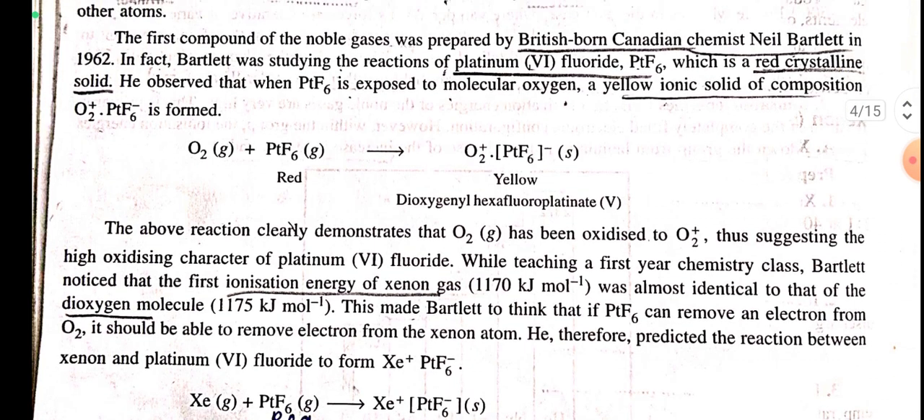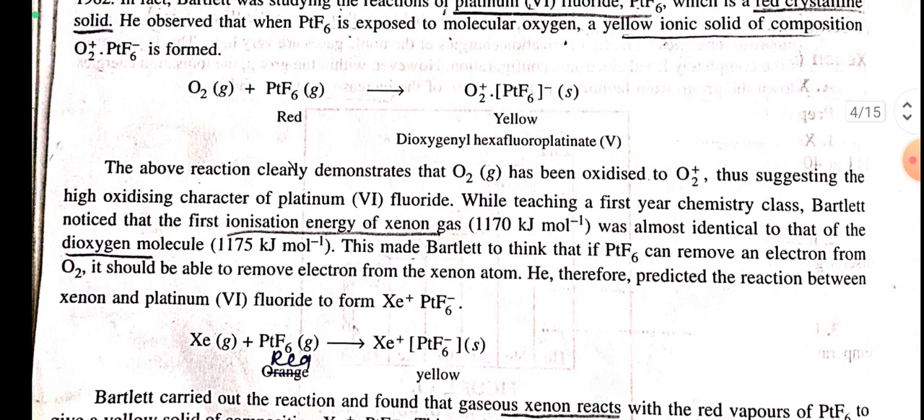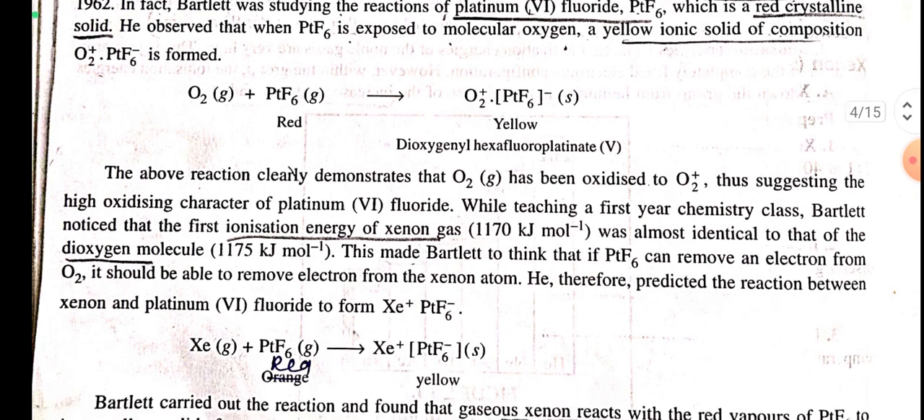The first compound of the noble gases was prepared by British-born Canadian chemist Neil Bartlett in 1962. In fact, Bartlett was studying the reaction of platinum hexafluoride (PtF6), which is a red crystalline solid. He observed that when PtF6 is exposed to molecular oxygen, a yellow ionic solid of composition O2+ PtF6- is formed. The reaction causes O2 gas to react with PtF6, which is red in color, and gives rise to dioxygenyl hexafluoroplatinate(V).